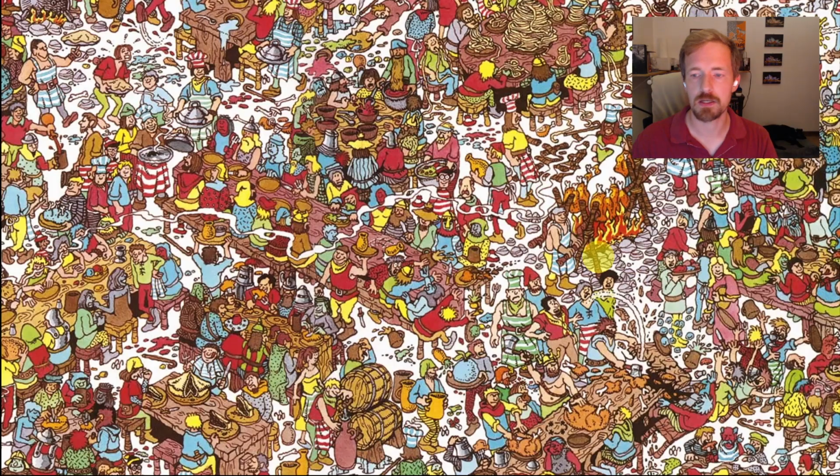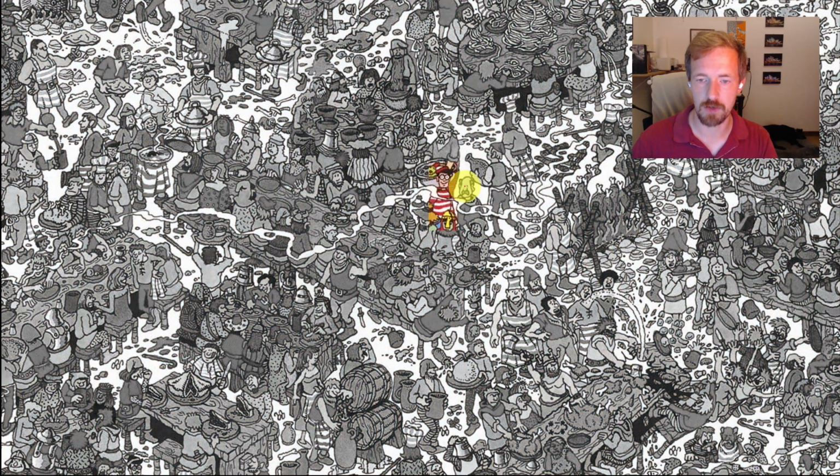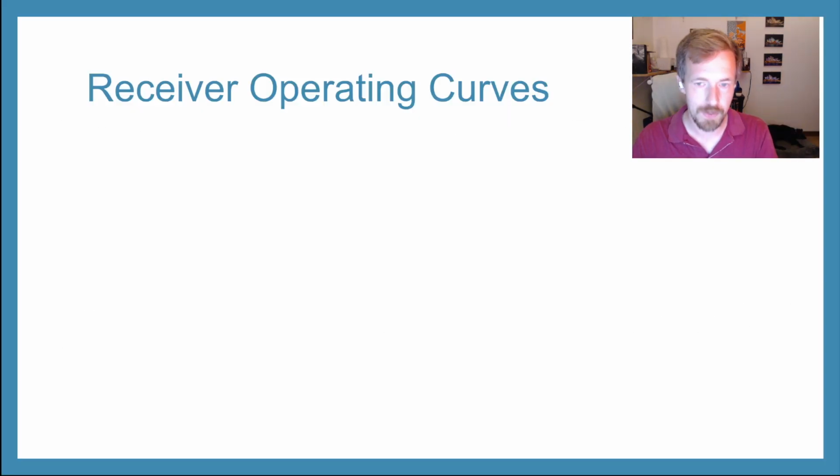Here is the example with Waldo that I was referring to. So now Waldo stands out, right? He stands out very vividly because we have increased his sensitivity. We've increased the discrepancy between the signal and the noise here.